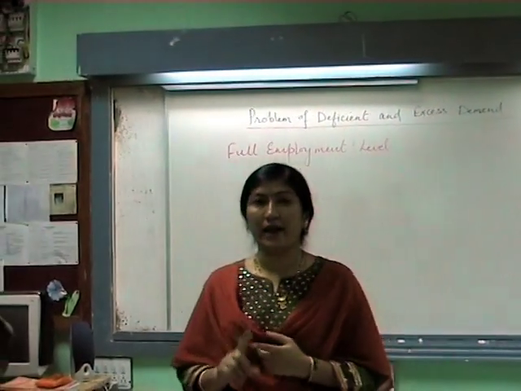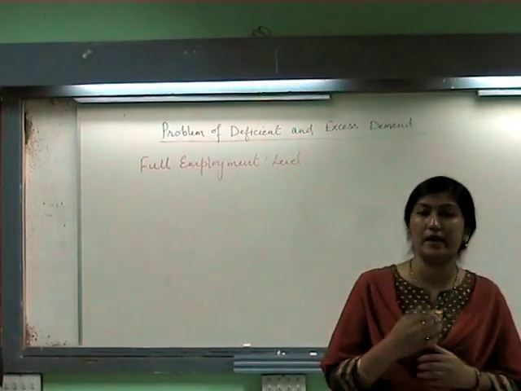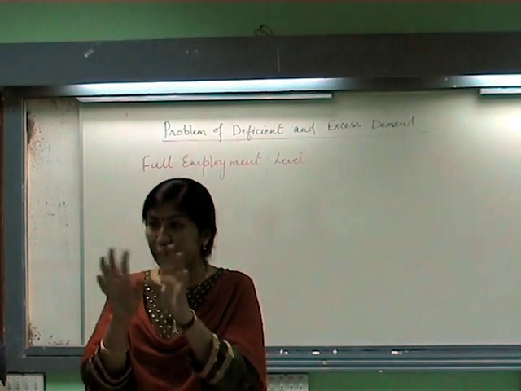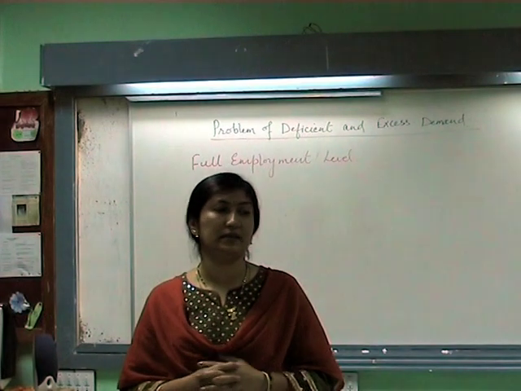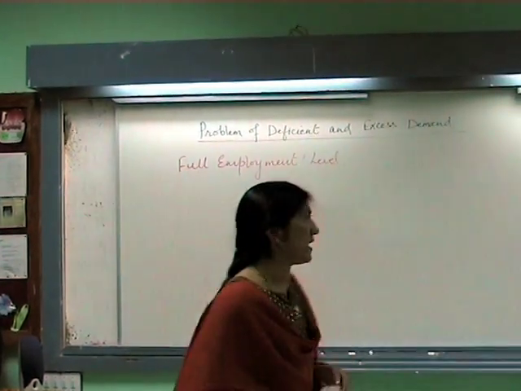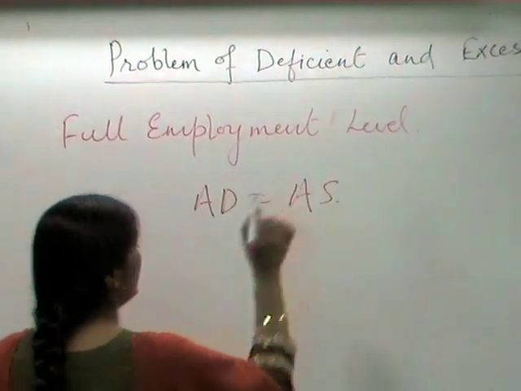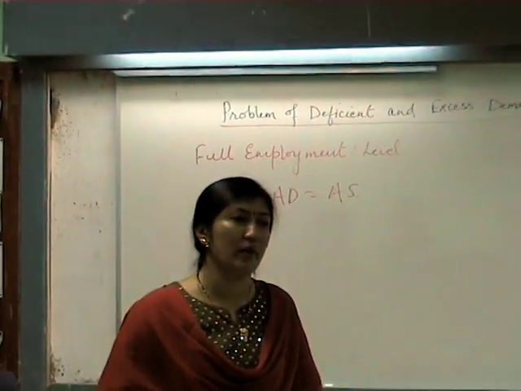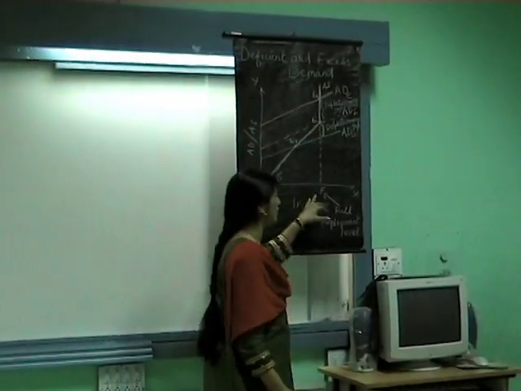Okay? So the aim of getting equilibrium, which means aggregate demand equal to aggregate supply, is that they should be equal to each other at the full employment level. But it hardly happens so. Means this AD equal to AS, which is the condition of equilibrium level, is hardly met at the full employment level. See in this diagram, this OF is our full employment level.